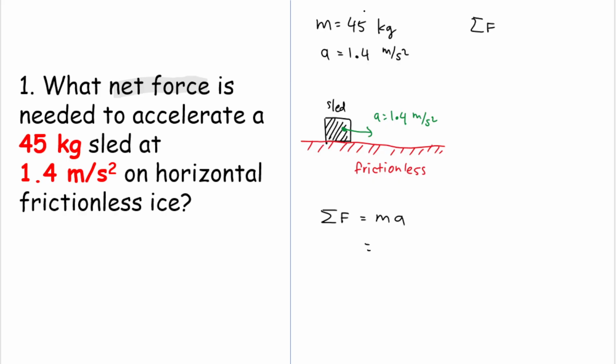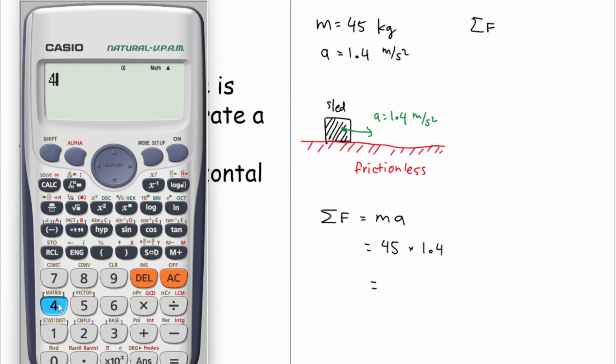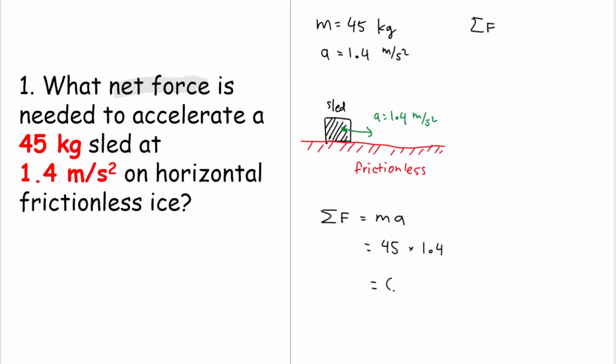What is the mass? We have 45 kilograms. Let's plug that in, but I don't want to write the unit; we will write it later. And then the acceleration is 1.4. Let's just do it using a calculator because I don't want to get it wrong. So 45 times 1.4 gives 63. And kilogram times meter per second squared is Newton, right? So that will be our net force.